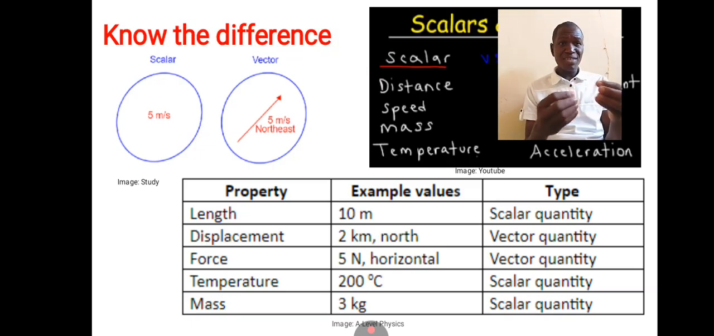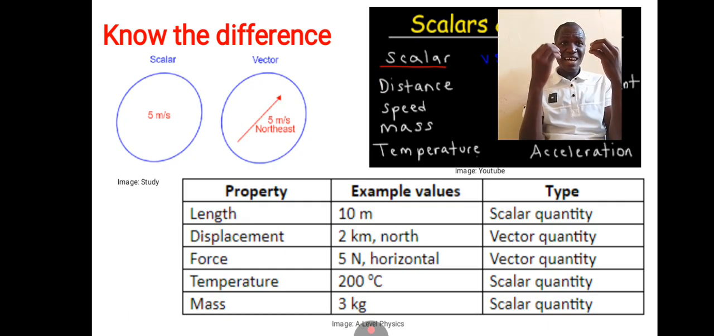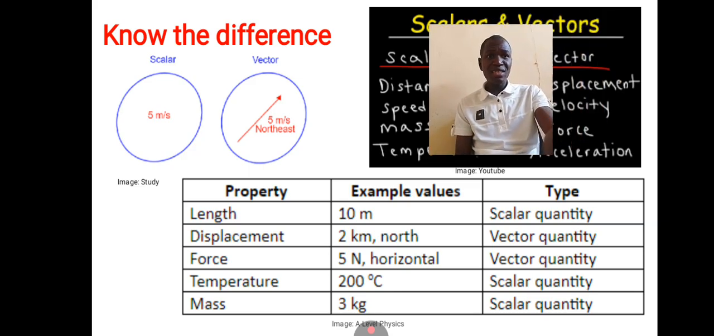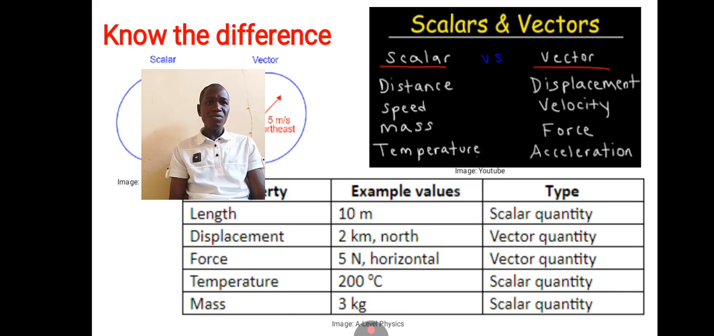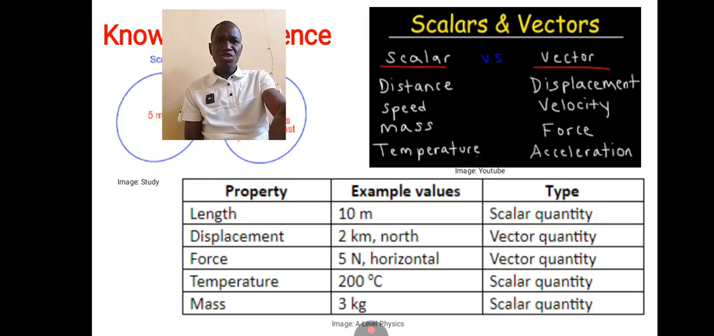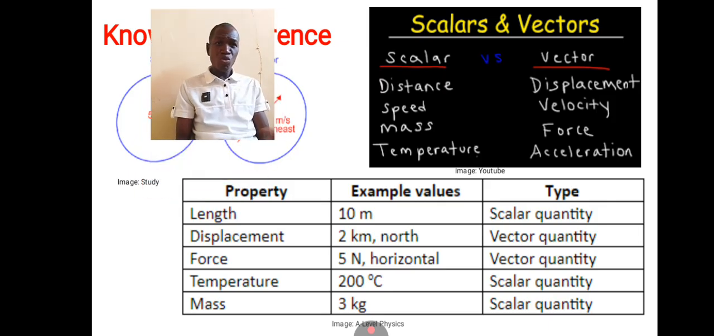There is now a specified direction. So this is what we refer to as a vector quantity with direction. All right, let's look at this image again. This image gives us examples of scalars and vectors, which you should be able to know.